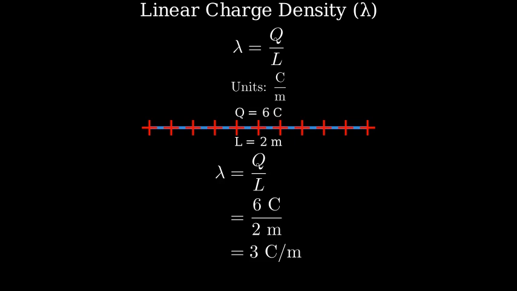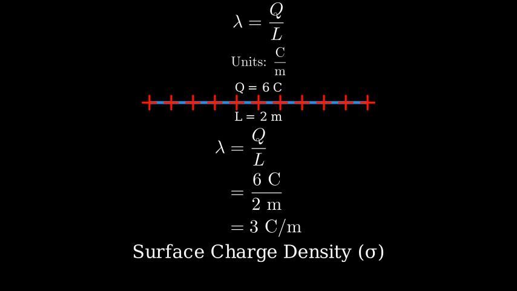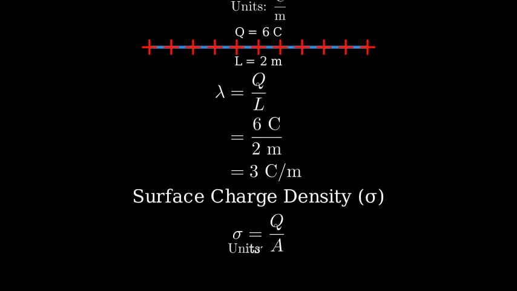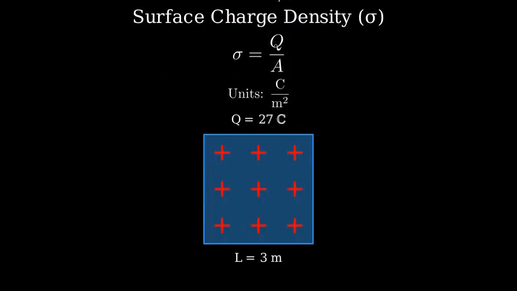Next, let's move on to surface charge density. Surface charge density is defined as the amount of charge per unit area. We typically denote it with the Greek letter sigma. Mathematically, the surface charge density sigma is equal to the charge q divided by the area A. The unit of surface charge density is coulombs per square meter. This concept is useful when dealing with charged surfaces or planes.